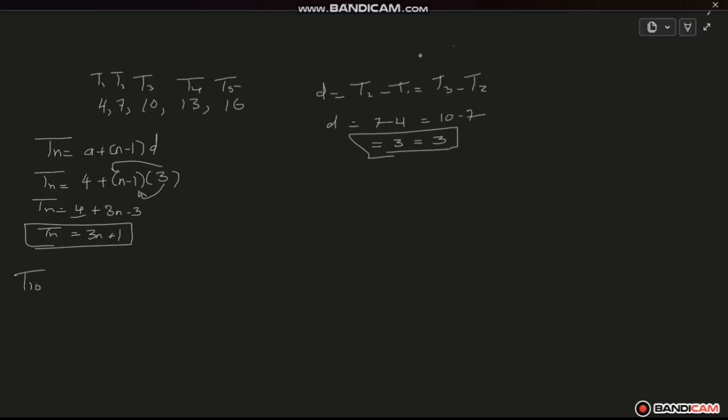Then let's say they want you to calculate T10. They ask you the value of T10. T10 is the position, meaning where there's n, you substitute 10. Then you find what value is in position 10. Therefore, T10 equals 3 times 10 plus 1. Where there's n, substitute that 10. It means that T10 will be 30 plus 1, which will give you 31. The 31 is the term that is in position 10.